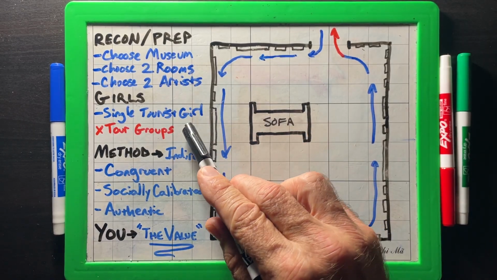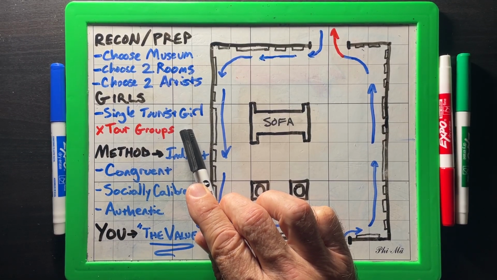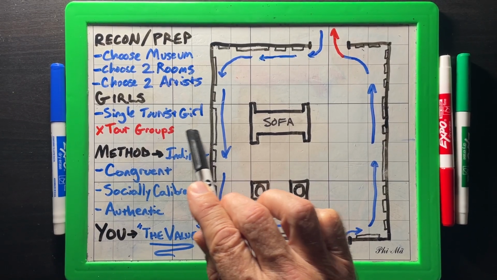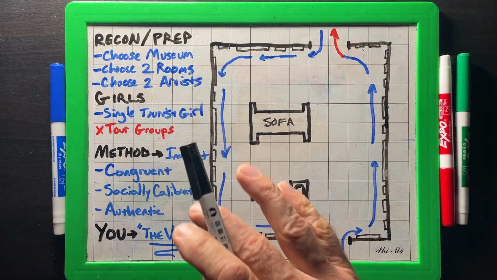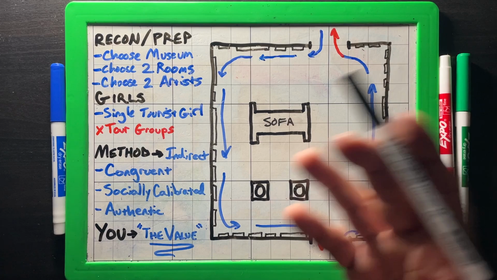Now, the type of girl that we're going to interact with, we want to look for single tourist girls, girls who are there by themselves. We want to stay away from tour groups because they're on a fixed schedule. And even if you got her attracted to you, it's very difficult for anything to happen. She has to leave when the group leaves and stay on their schedule.